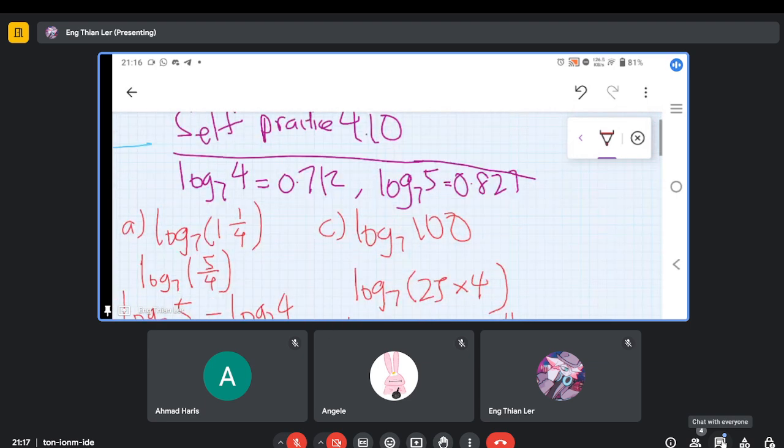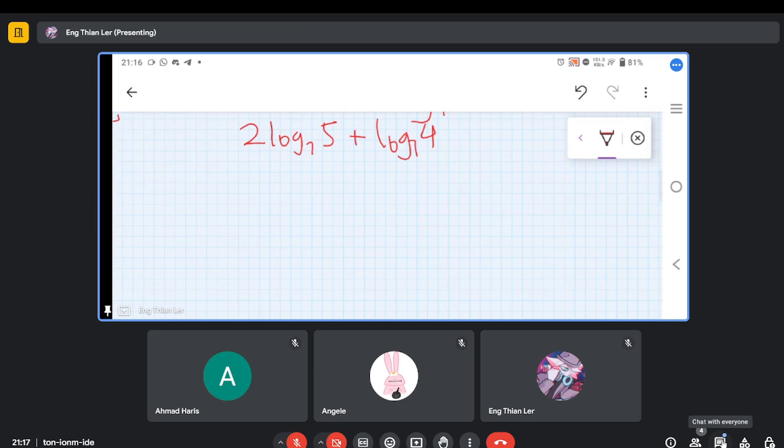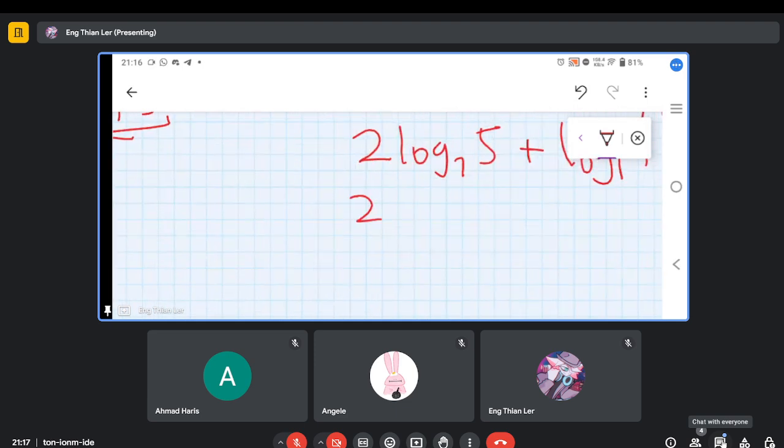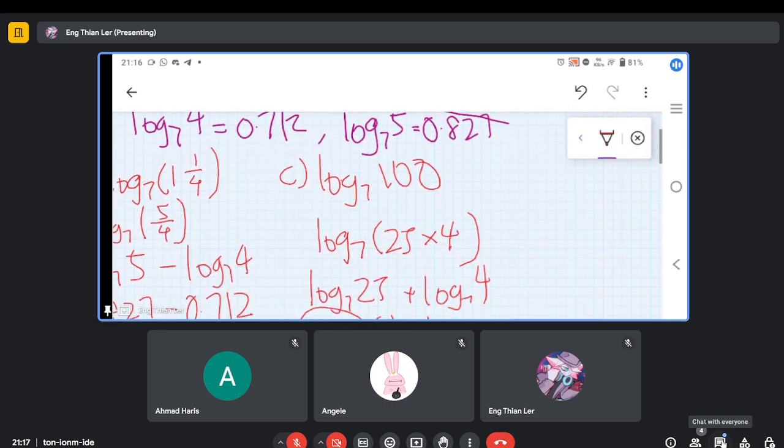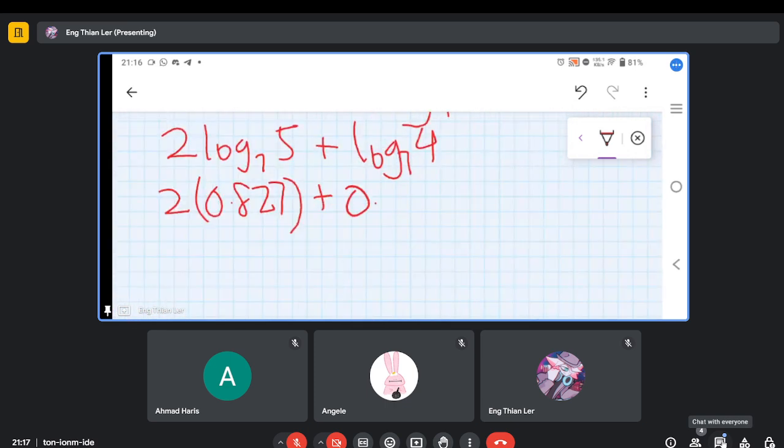We just need to substitute log 7 of 5, which is 0.827. So 2 times 0.827 plus log 7 of 4, which is 0.712. What do we get? 0.827 plus 0.712 gives 2.366. Okay.